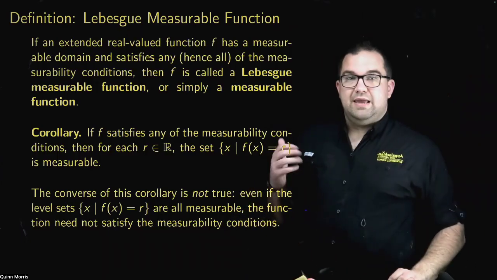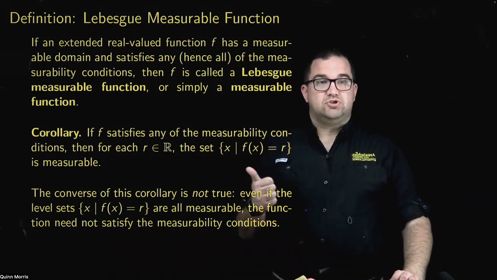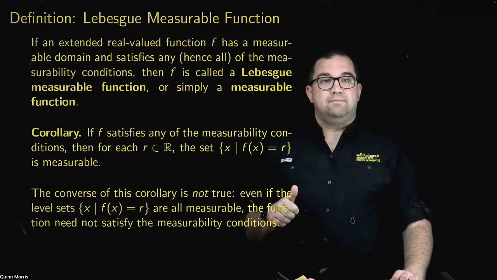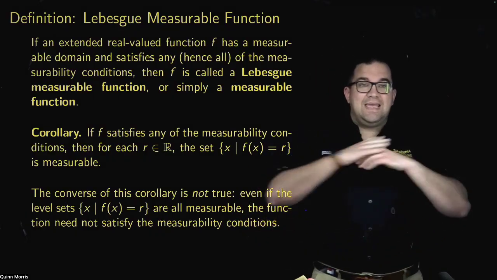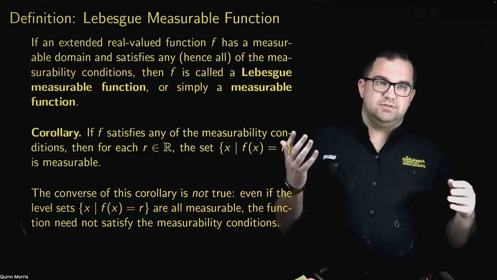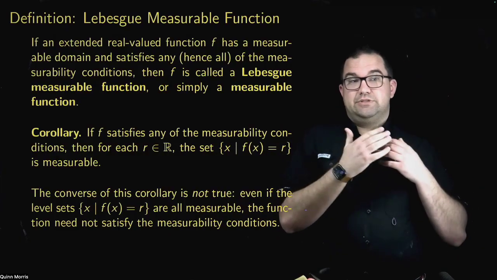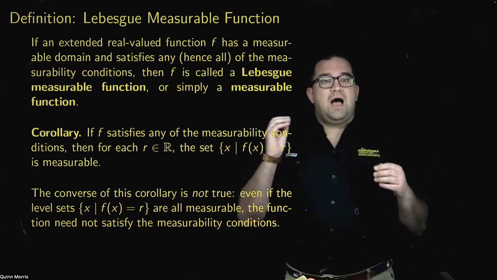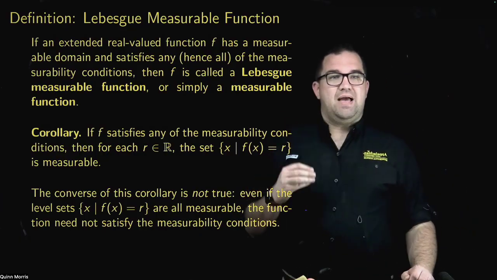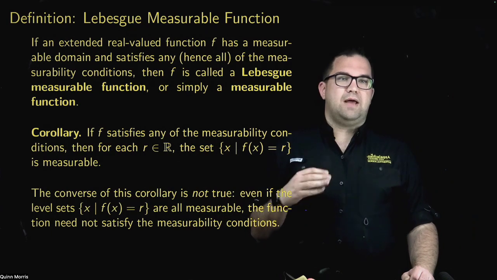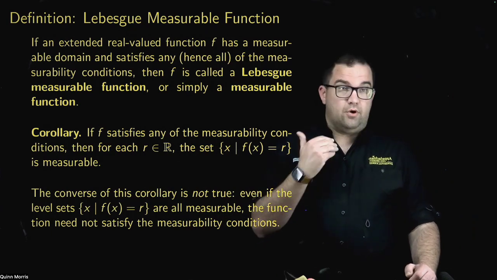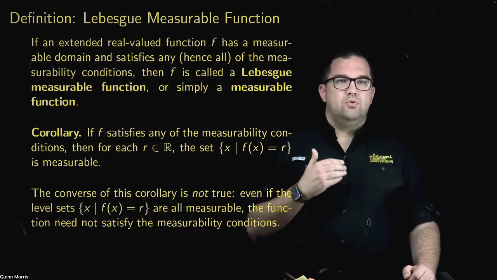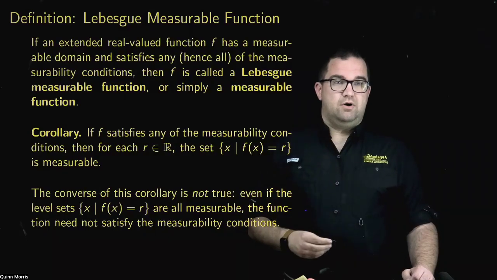All right, so if I have an extended real-valued function f that has a measurable domain, and if it satisfies any one of the measurability conditions, which of course means that as soon as it satisfies any one of them, it satisfies all of them, then I say that f is a Lebesgue measurable function, or sometimes, and particularly in this course where we're only going to be discussing Lebesgue measure, we just simply call it a measurable function.